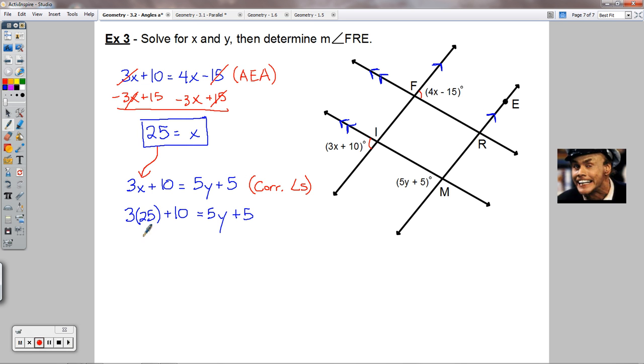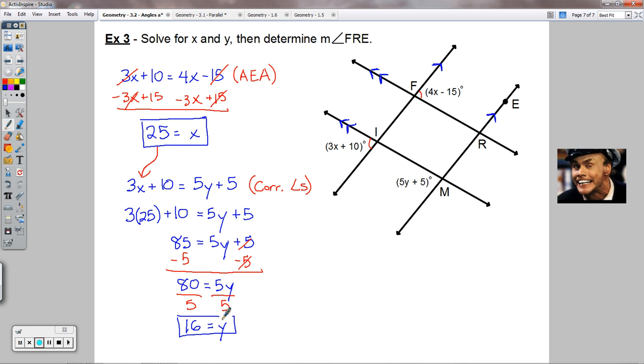So we have 75 plus 10. That's 85. And 5y plus 5. Solve that for y. Subtract 5 from both sides first. That goes away. You're left with 80 equals 5y. And if you divide both sides by 5, it'll give you your solution for y. That would mean 16 equals y.